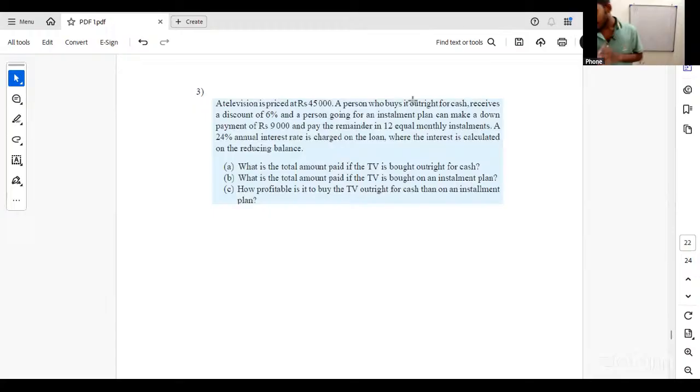Third question, it says a television is priced at 45,000 and a person who buys it for outright cash receives a discount of 6%. A person going for an installment plan can make a down payment of 9,000. So he pays a down payment of 9,000 and pays the remainder in 12 monthly installments. A 24% annual interest rate is charged on the loan, where the interest is calculated on the reducing balance. So it's calculated on the reducing balance. A part.